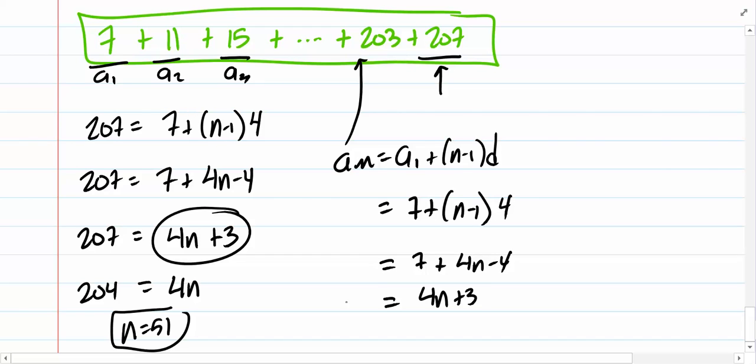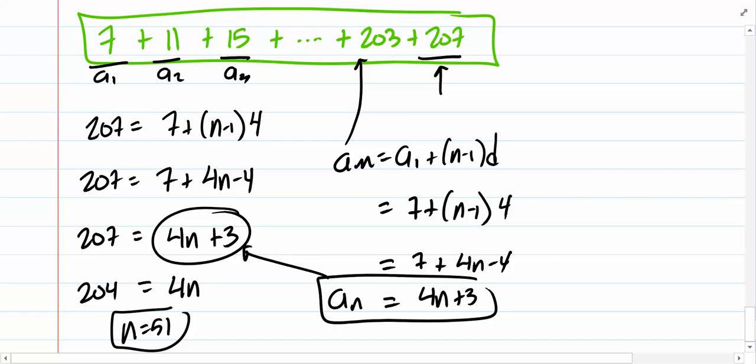So the way we're doing this is we're taking 4n plus 3. You guys good with that part? If I plug in a 1, what do I get out? 7. If I plug in a 2, what do I get out? 11. If I plug in 3, 15. If I plug in 51, what do I get out? 207. If I plug in 50, 203. Okay, good. So we can represent all of this using sigma notation, and here's how we do it.